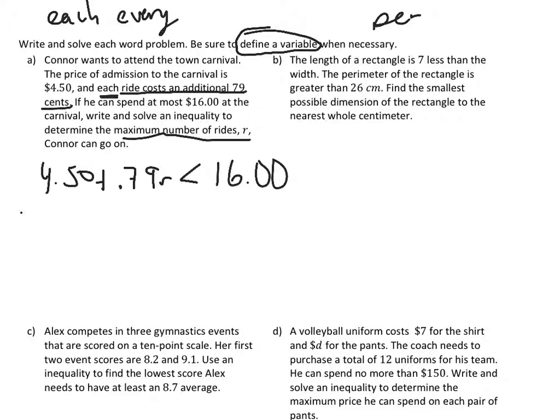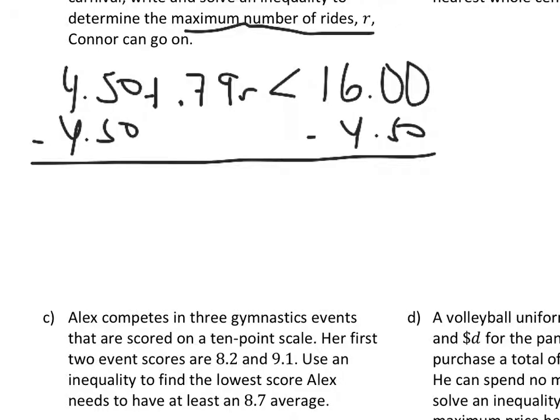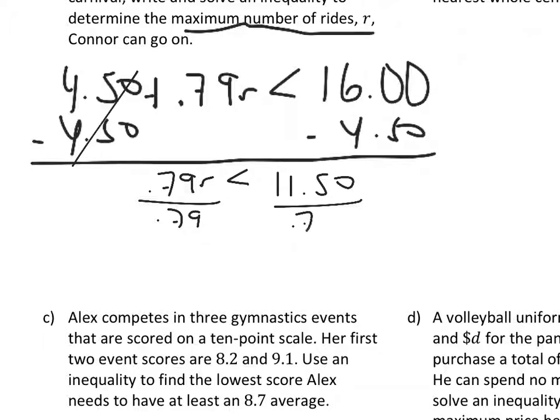So I'm going to subtract $4.50 from both sides. So I am left with 0.79R is less than 11.50. Let's see how many rides he can go on. So divide by the price per ride, 0.79. Alright, so we're left with R is less than 14.56. So I'll round to the nearest penny.